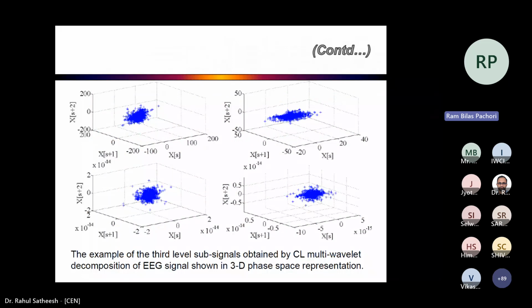So this is one example of the 3rd level decomposition. When you go to 3rd level decomposition, there will be one approximation and 3 details. So there are 4 subbands, using the CL multi-wavelet, and here in the 3D phase space representation, 3D PSR, there is a lot of variability. Now how to quantify this variability which is present in the various subbands? For that we have proposed various features. They will measure the variability present in the subbands. Next slide, please.